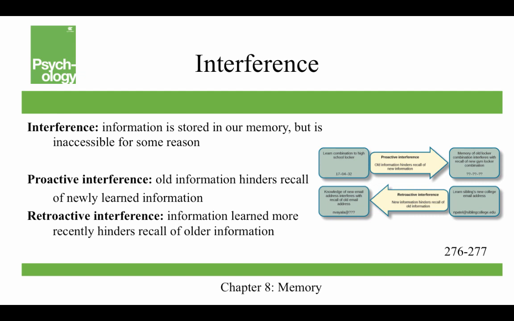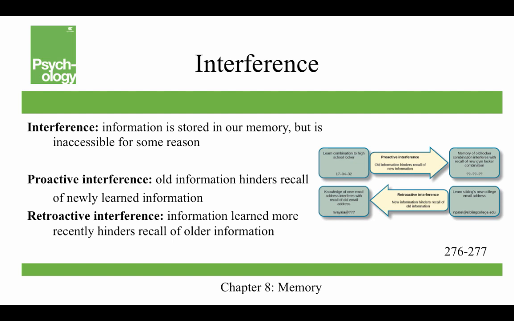Interference is when information is stored in our memory, but it's inaccessible for some reason. So proactive interference is when older information hinders the recall of newly learned information. And this is like when they make you change your password all the time, and then you can't remember your new password because your old password is interfering with it.